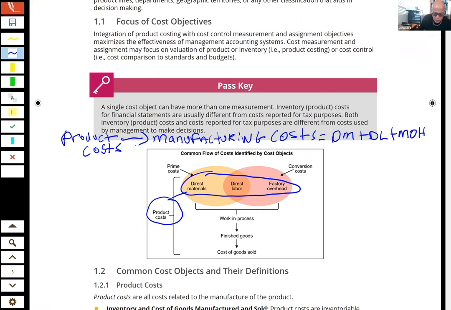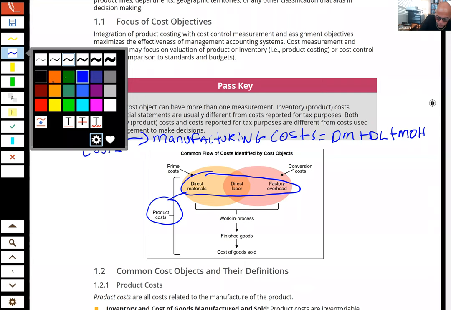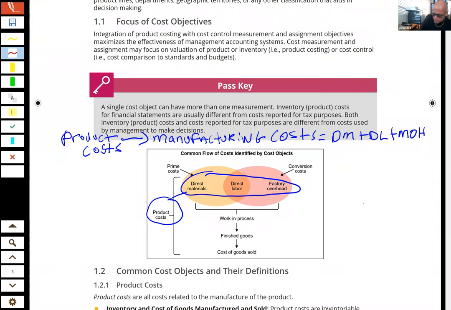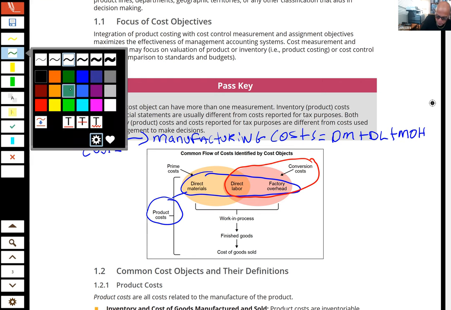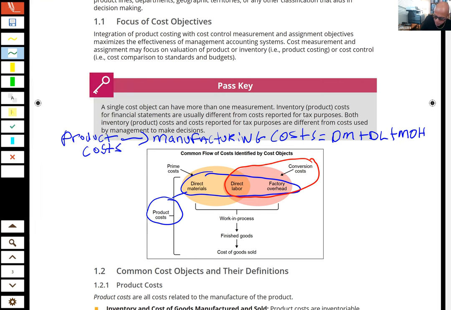Okay. Then, just to be annoying, the accounting world has decided that we should call direct labor and factory overhead conversion cost, while calling at the same time our direct labor and our direct material prime cost. Now, if this is annoying to you, it was annoying to me as a student too. I didn't make this stuff up, guys.